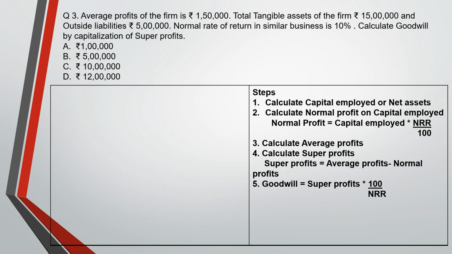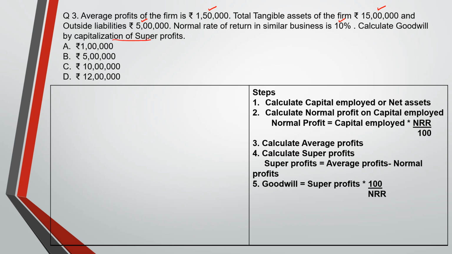Now moving further, we go to the third question. Here the question is, they have given the average profits of the firm is 1,50,000. So it is directly given. They've given total tangible assets of the firm 15 lakh and outside liabilities 5 lakh. Normal rate of return in similar business is 10%. Calculate goodwill by capitalization of super profit.